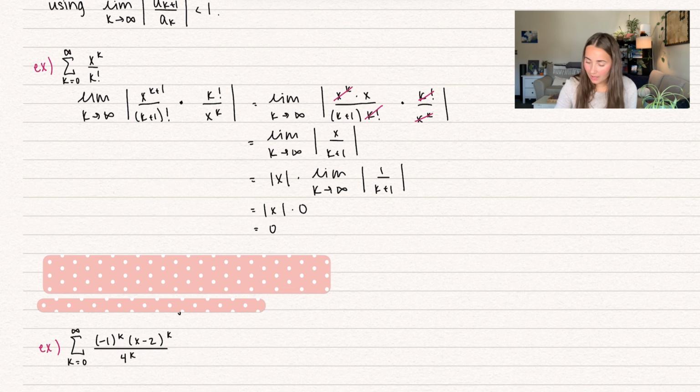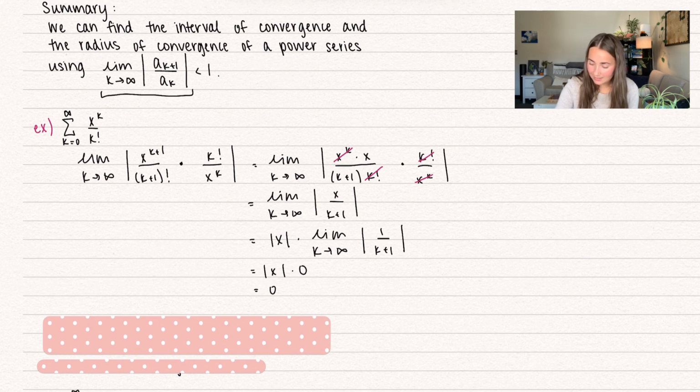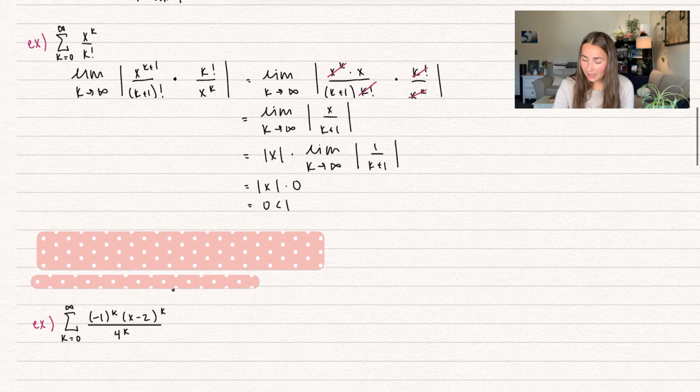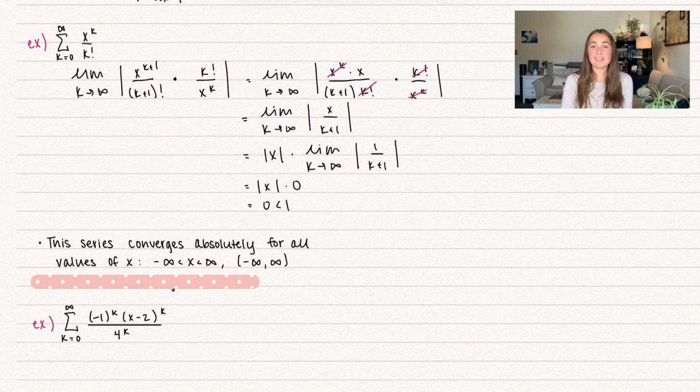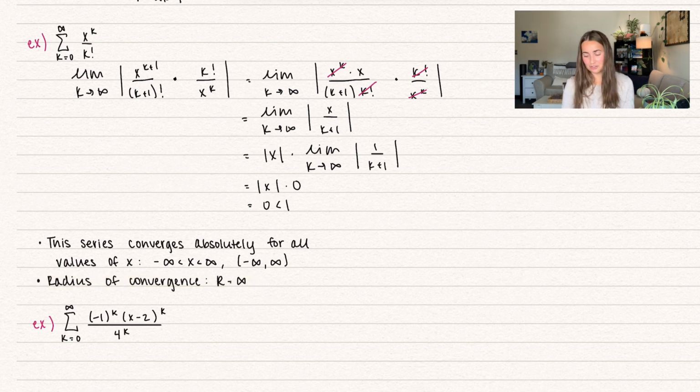We want to find all the values where we take the ratio test and we find that it's less than 1. In our case, 0 is always less than 1, no matter what value of x you get. So this tells us that this series converges absolutely for all values of x. If you want to write it out as an interval, we're going from negative infinity all the way to infinity. And our radius of convergence is also going to be infinity, because we have an infinite interval. So if you end up with 0, if you end up with a number less than 1, that tells you it's going to converge for all values of x.